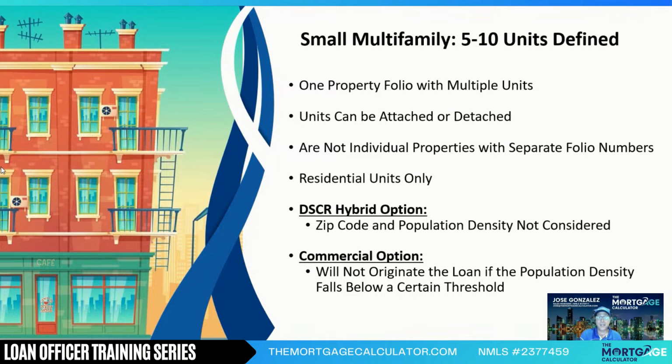Now, here's what I was mentioning about the different twists to the options here, because at the Mortgage Calculator, not only do we have the regular commercial option, what everybody's used to reaching out to for these 5 to 10 unit multifamily loans. The thing about the full commercial option is that they will not originate the loan if the population density falls below a certain threshold.